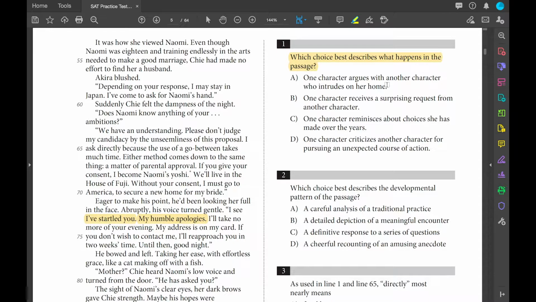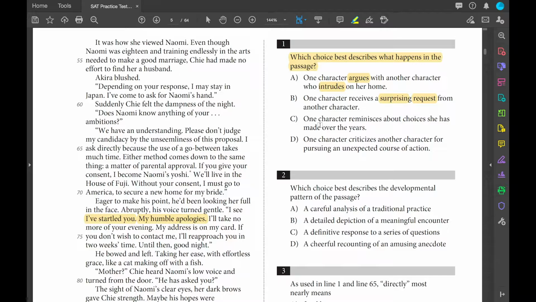A, one character argues with another character who intrudes on her home. We didn't talk about anything about intruding. We didn't mention anything about arguing. So it's not going to be argues. So B, one character receives a surprising request from another character. All right, well, we found some contradictions and some contrasts, so that's definitely surprising. That shows the surprise that Chie felt. And we see a request from Akira, and his request is, can I marry your daughter?